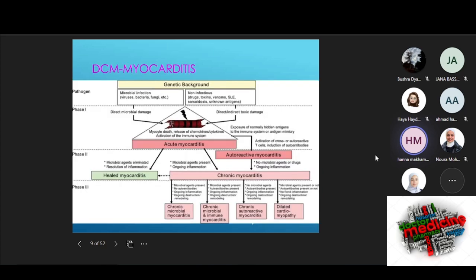Among the causes is myocarditis, whether infectious or non-infectious. Infectious is due to microbes, particularly viruses, and non-infectious, as we said, like alcohol and anthracyclines. There are 3 different phases. At the end, there is direct myocyte injury, and occasionally there is an immune response due to the antigen, like an autoreactive myocarditis. So dilated cardiomyopathy can be caused by myocarditis.